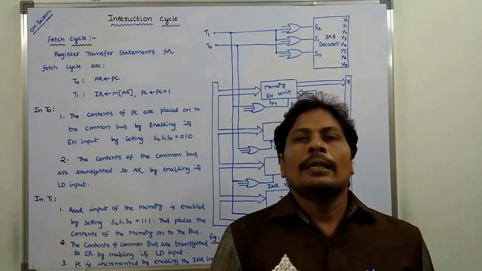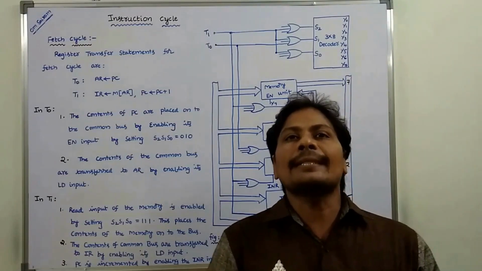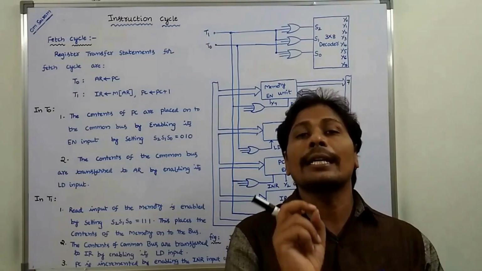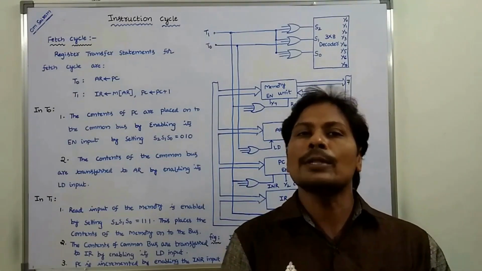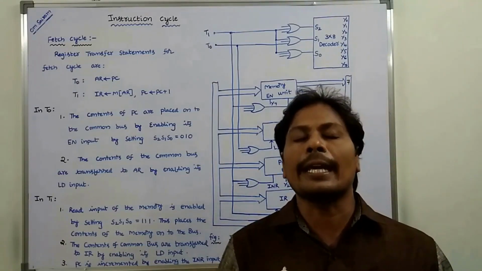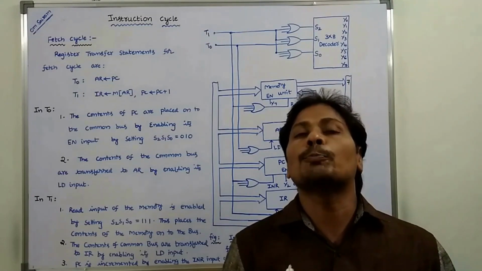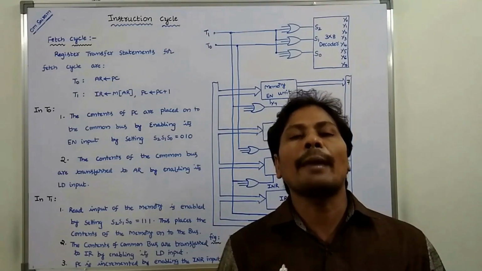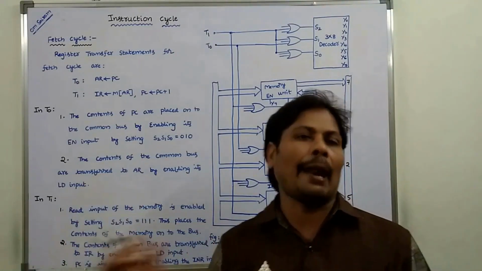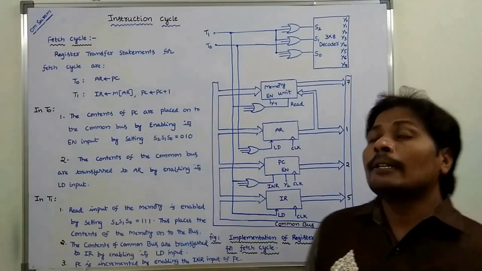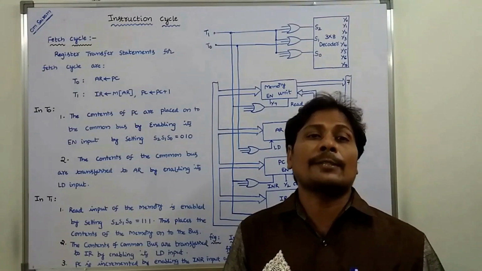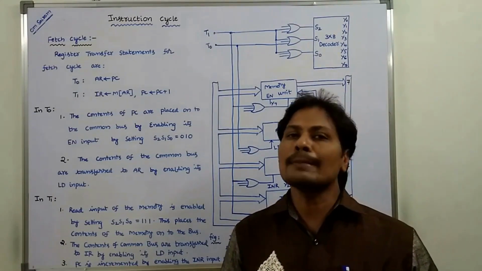To provide the timing signal T0, initially the sequence counter SC is cleared to 0. After each clock pulse, sequence counter is incremented by 1 to provide a sequence of timing signals T0, T1, T2, T3, T4, etc. Next, fetch cycle. So this is the first subcycle or first phase in the instruction cycle.